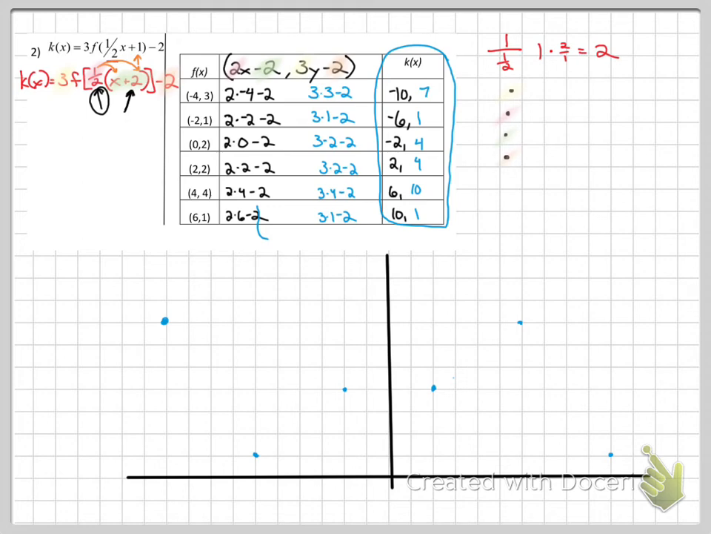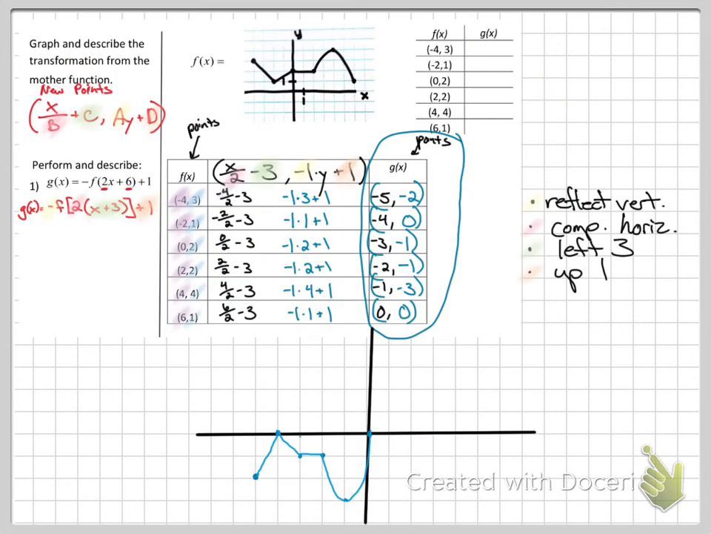So an A value of 3, that's stretched vertically. A B value of 1/2. 1/2 is a small number, but remember when it's in the brackets, it kind of does the opposite of what you think. So that's actually going to stretch horizontally. +2 does the opposite, left 2, and -2 is down 2. So this has no reflection. So the curve, and you can see it on your paper hopefully, is going to be in the same spot.